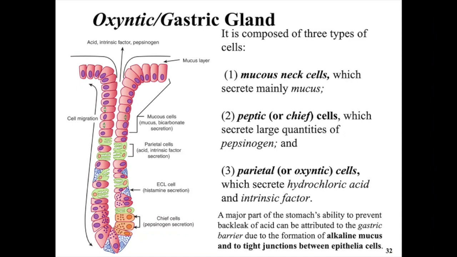The oxyntic and gastric glands have different types of cells. You have to know the last two. We have mucus neck cells that produce mucus, but I want you to know that there are chief or peptic cells and parietal or oxyntic cells. The chief or peptic cells secrete pepsinogen. The parietal or oxyntic cells secrete hydrochloric acid and intrinsic factor.